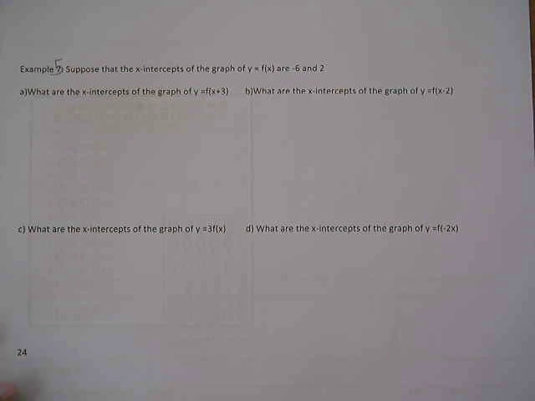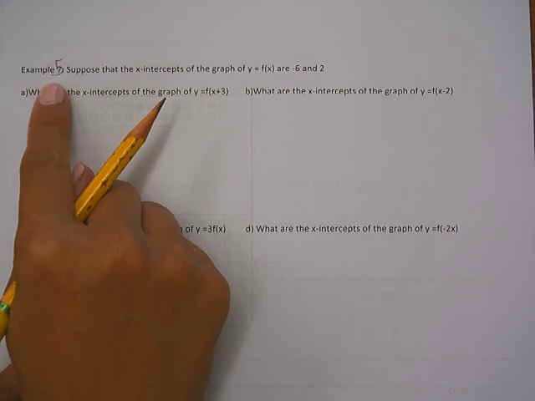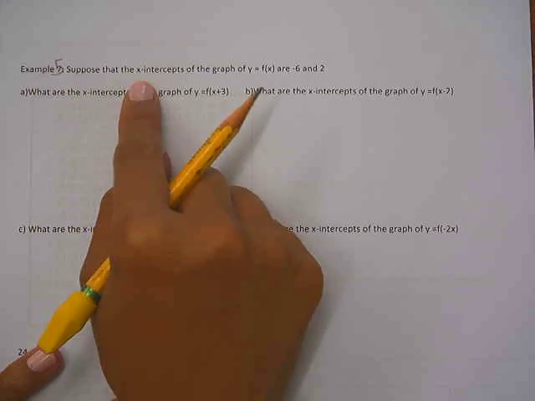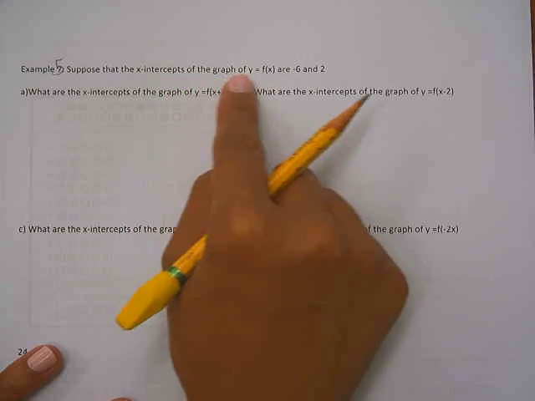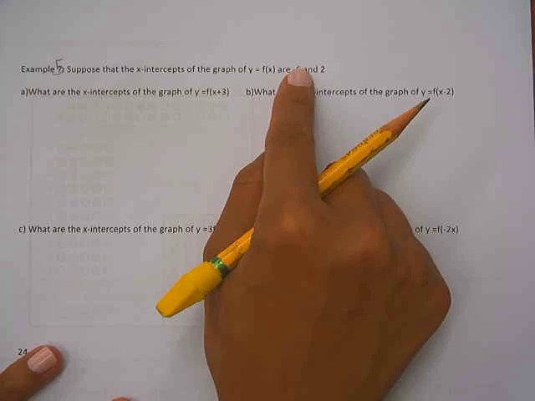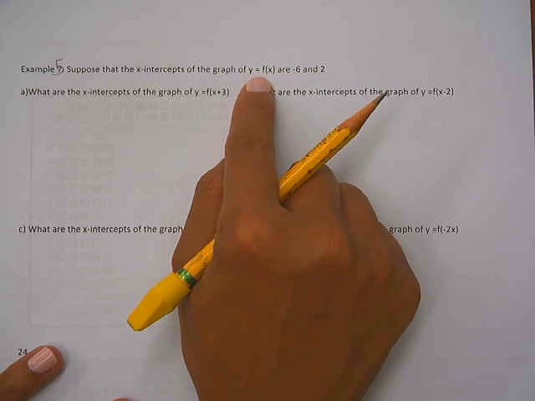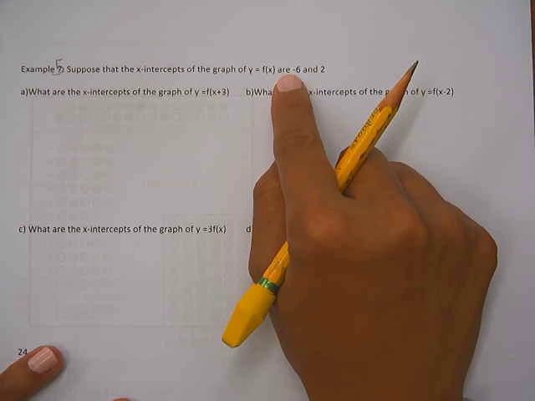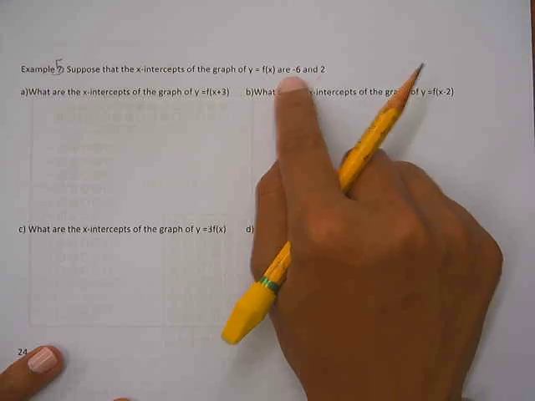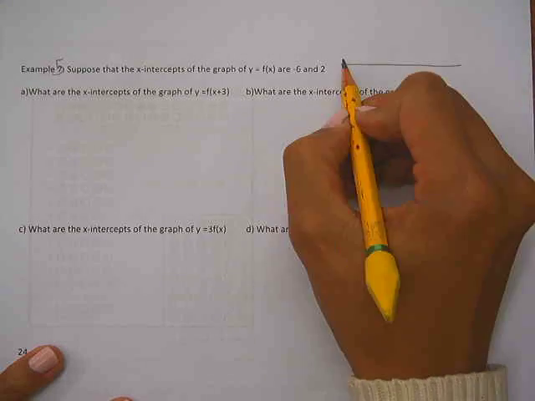Okay, so now that you have completed the check for understanding in example 4 or example 5, which was formerly known as example 7, suppose that x-intercepts of the graph y equals f of x are negative 6 and 2. So keep in mind, I don't know what f of x is. It can be any parent function that it wants to be. And all I know right now, they have two x-intercepts, negative 6 and 2. So what am I to do? Let's plot those out, right?